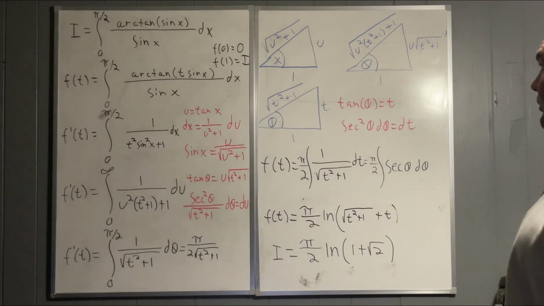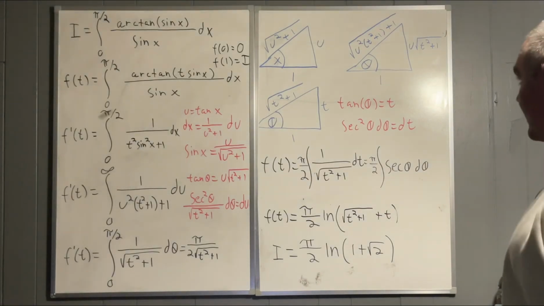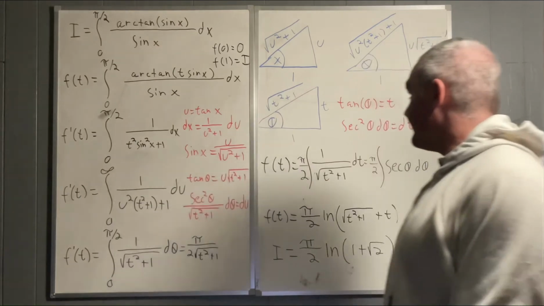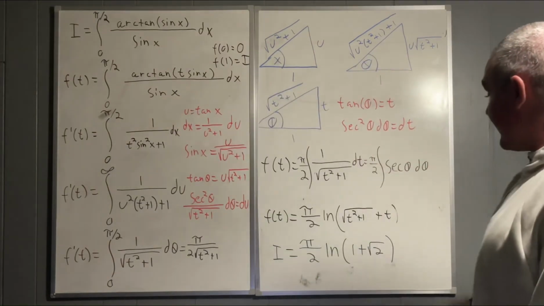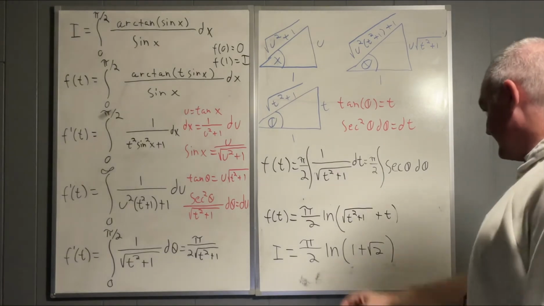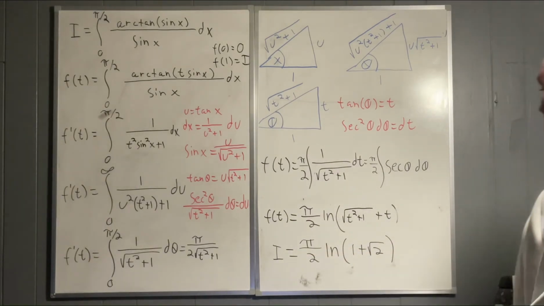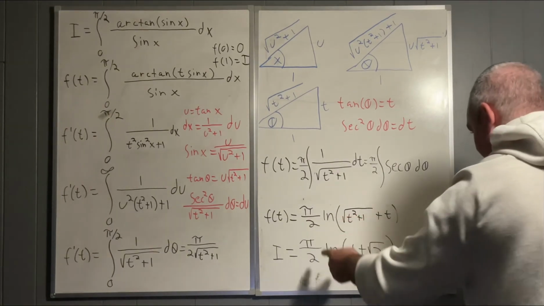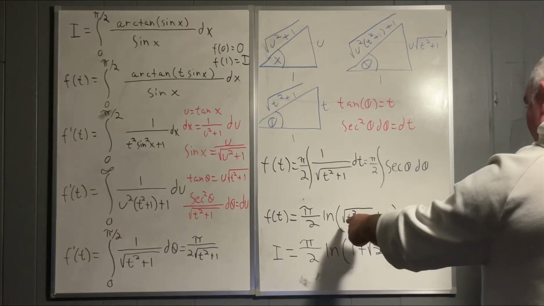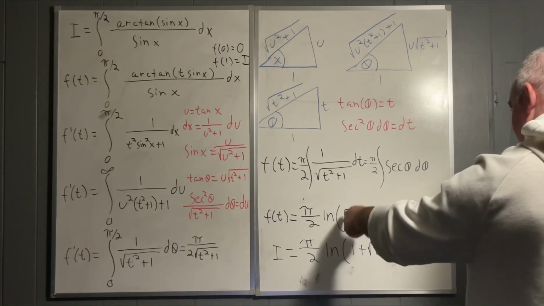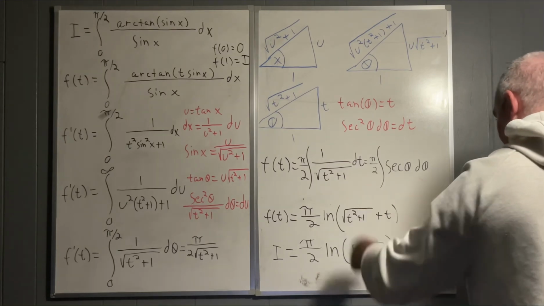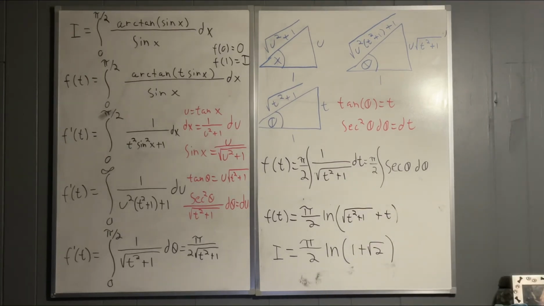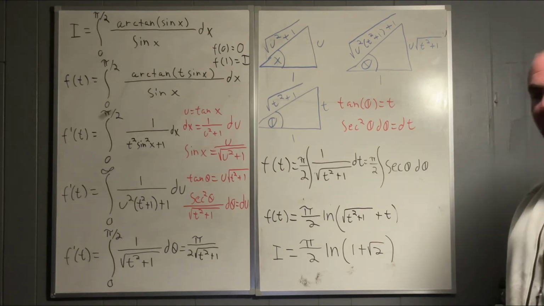And to get the value for our original integral, all we do is plug in 1, because f of 1 is equal to I. So we have that integral up there is equal to I, which in turn is equal to pi over 2 times the natural log of the square root of 2, which is right there, plus 1. So that's it. It's equal to pi over 2 times the natural log of 1 plus the square root of 2.